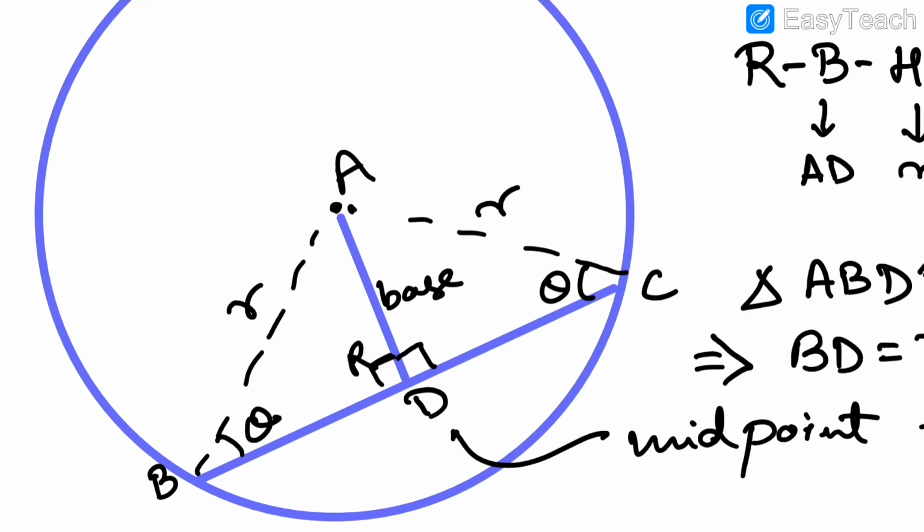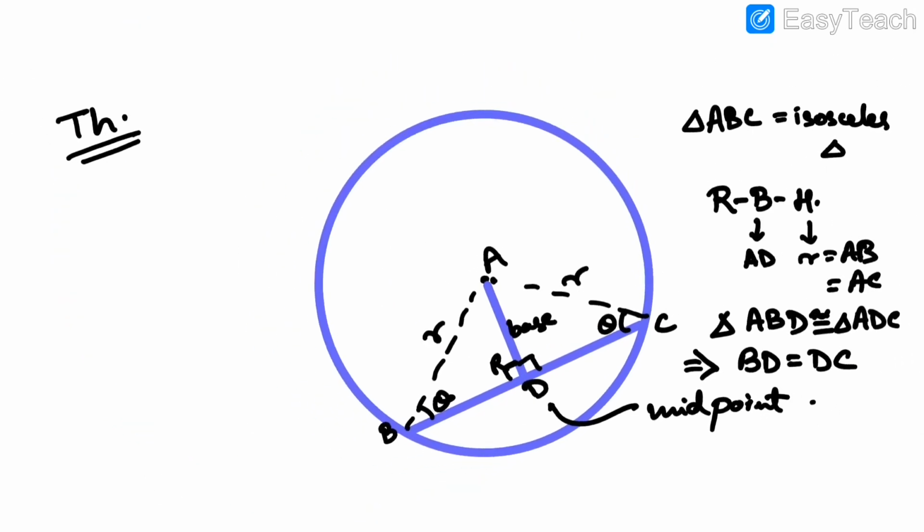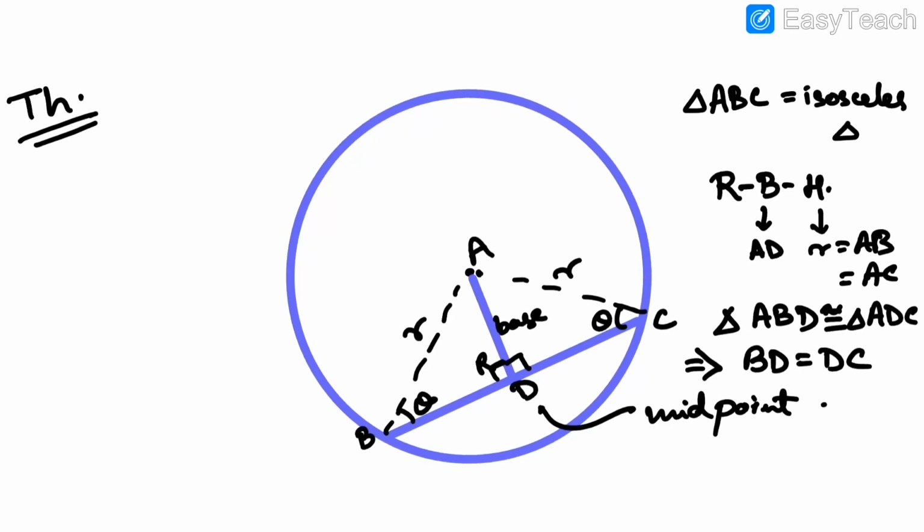Okay, or we can say the other way around, that any perpendicular drawn from the center of a circle to any chord always bisects the chord. Okay, so remember this. Take a good look at it. Nice.